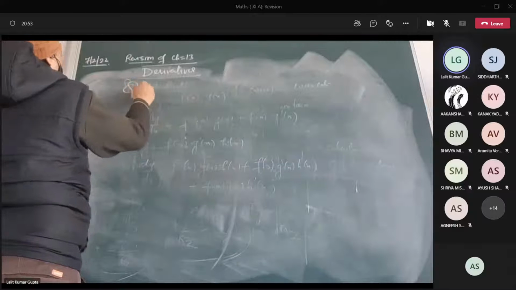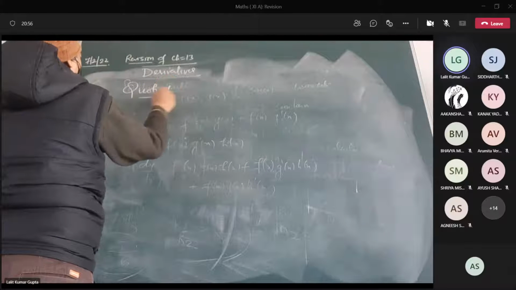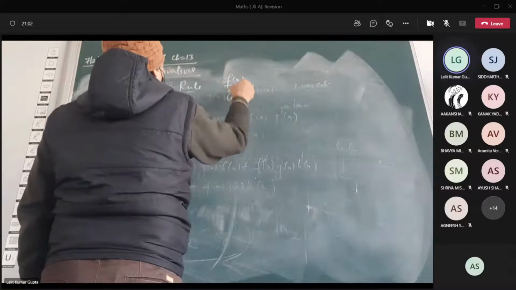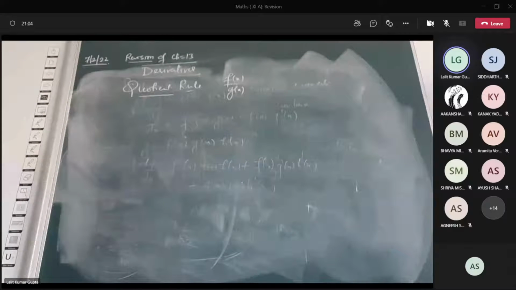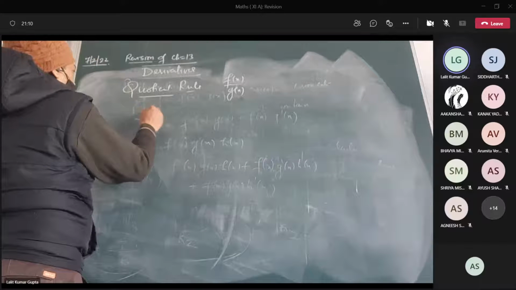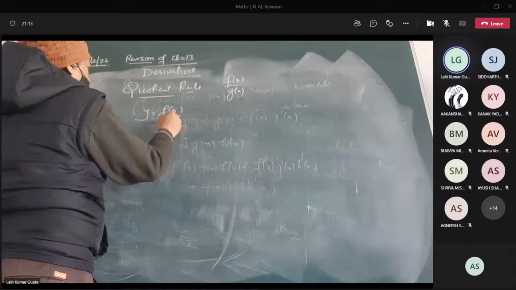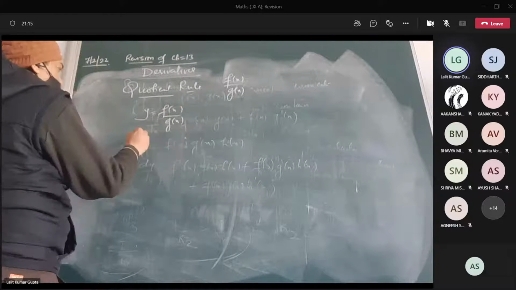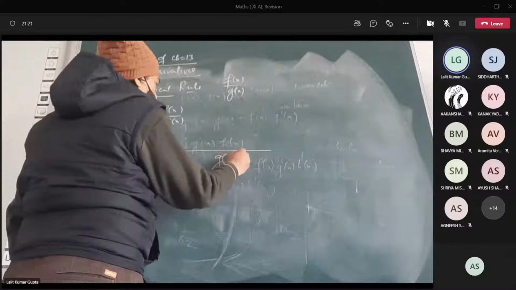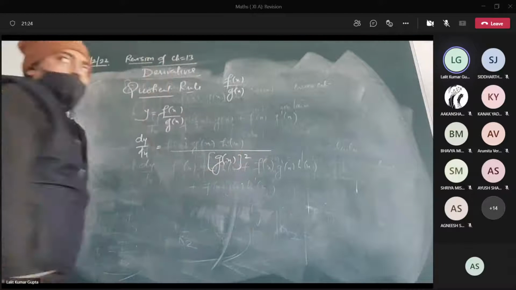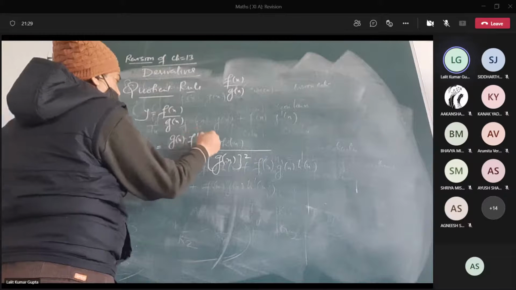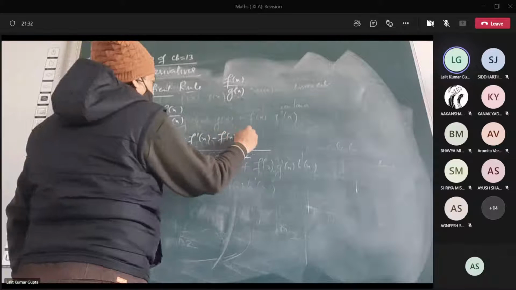Next is quotient rule. And where do we have to apply quotient rule, beta? If we have f(x) upon g(x), whenever we have a rational expression, there we have to apply quotient rule, beta. Okay? So suppose we have y equal to f(x) upon g(x), then what is the derivative of this? Directly, square of the denominator. Yes. Minus f(x) as it is and g'(x).